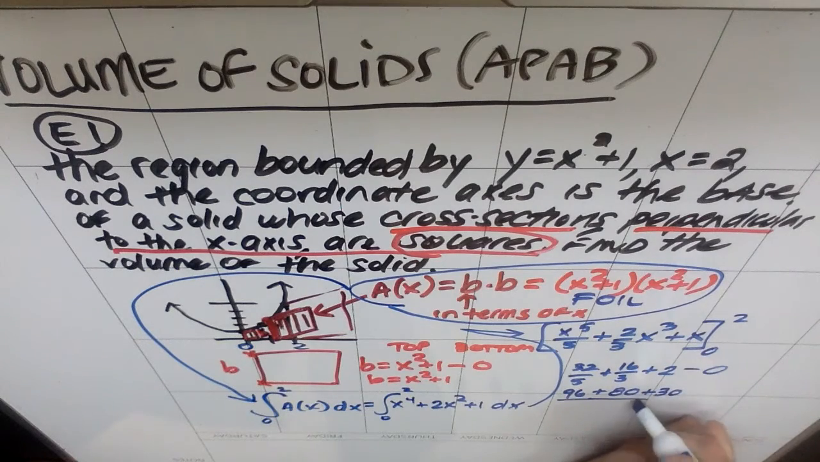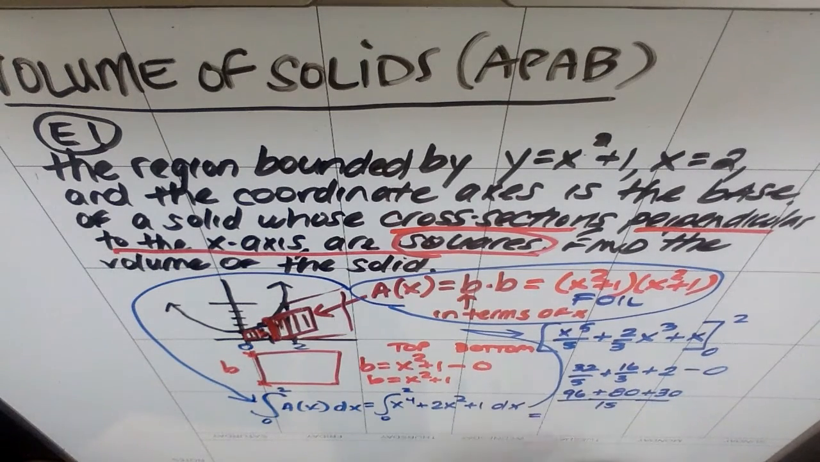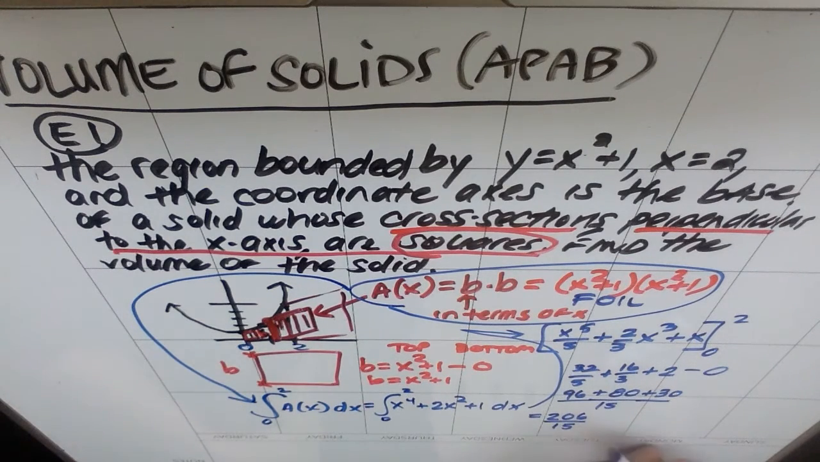So when all is said and done, I get that my volume is, let's see, that would be 110, so that's 90 more, so 206 over 15. 206 is not divisible by 3 because its digits don't sum to 3 or a multiple of 3. They sum to 8. And it's not divisible by 5 because it doesn't end in a 0 or a 5. So that's my final answer.